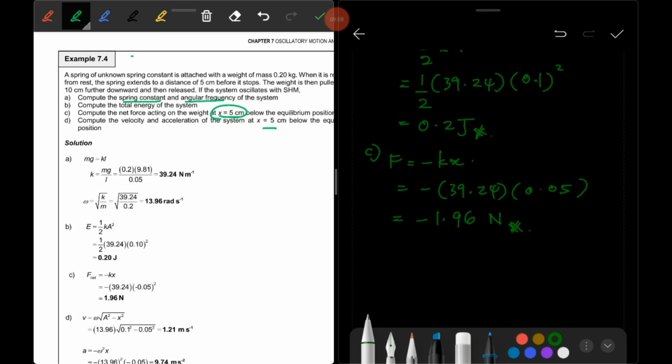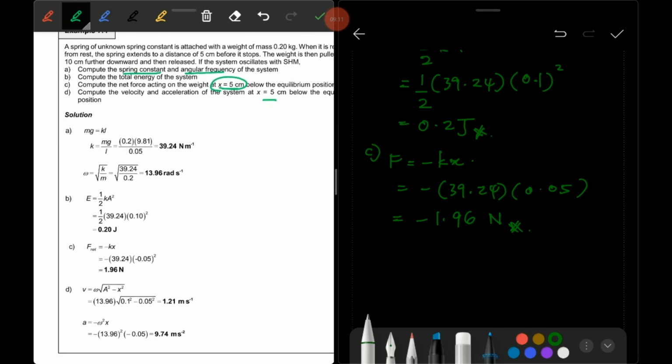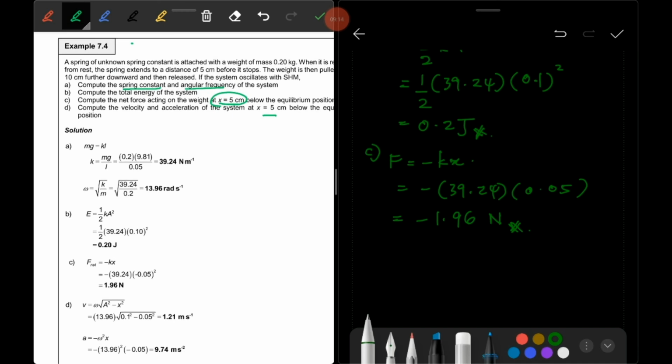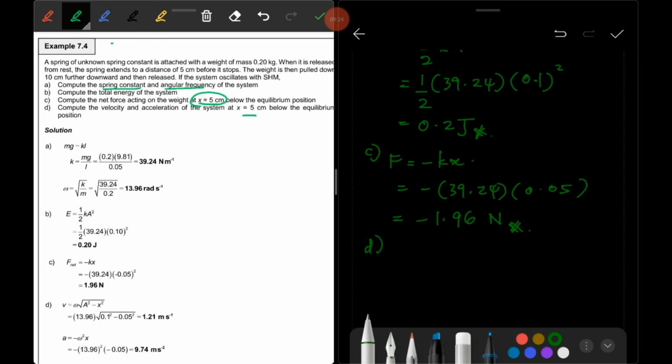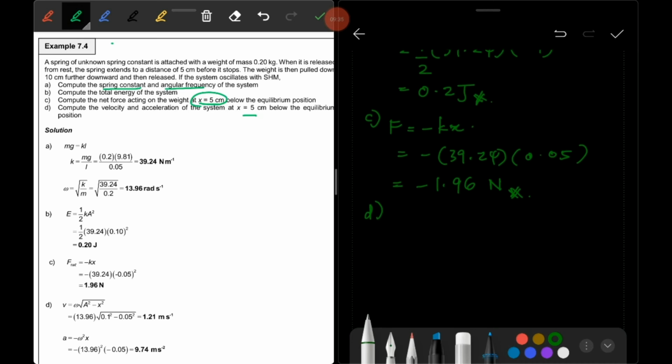Okay, and then we go to question D. Compute the velocity and acceleration of the system at x equal to 5 cm below the equilibrium position. So for this one, remember v is equal to omega times the square root of A squared minus x squared. So we will use this equation to find v.